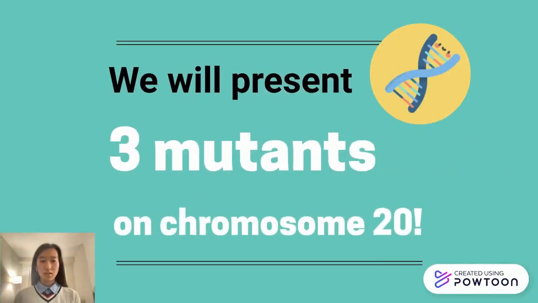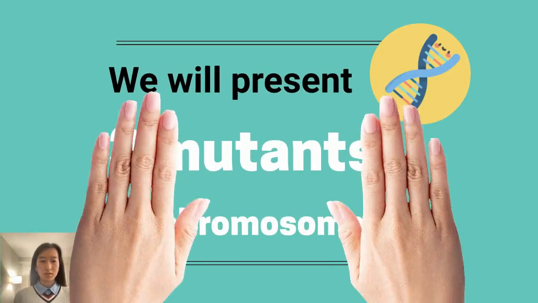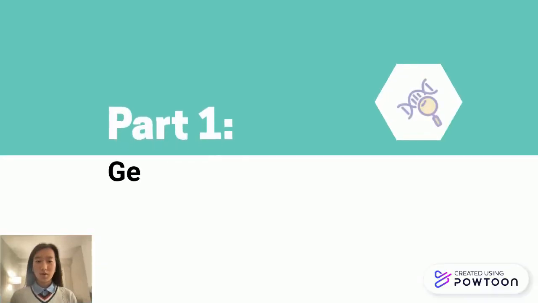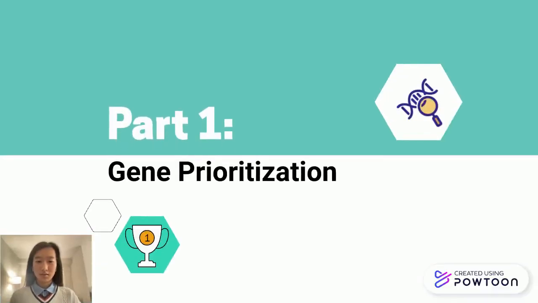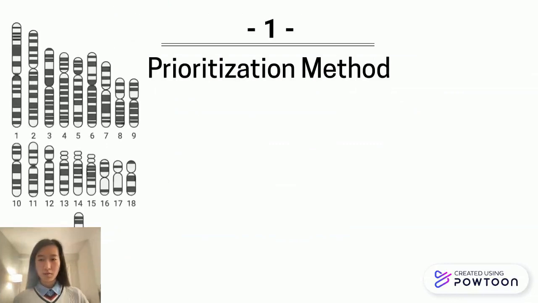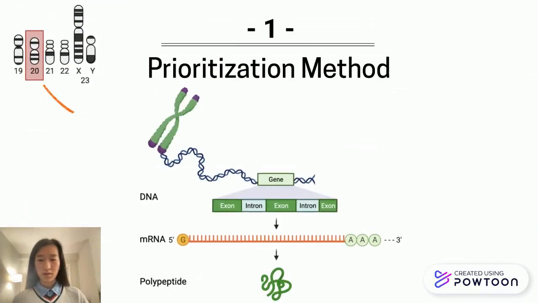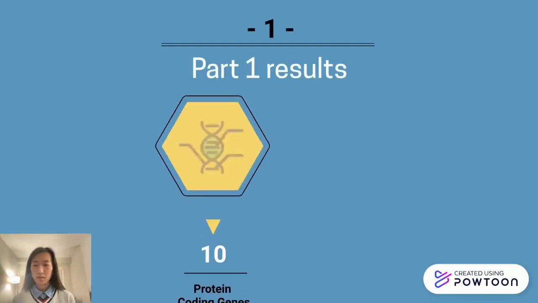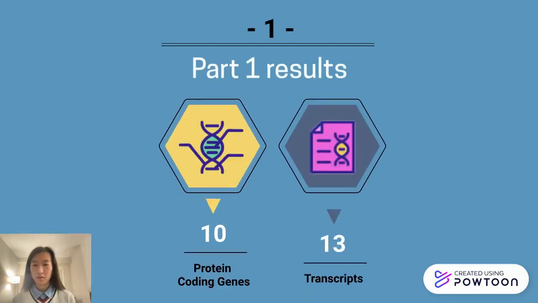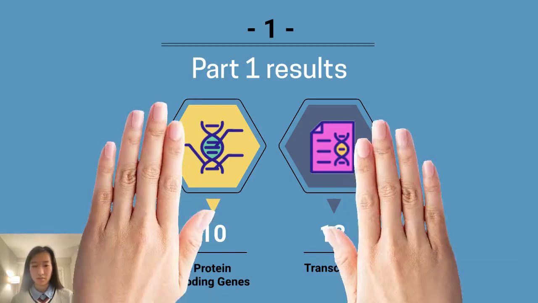I will present a group research on 3 mutants on chromosome 20. The first part of our project is gene prioritization. We focus on Carl's chromosome 20 and prioritize genes based on the number of SNPs or point mutations in the exon region of protein coding genes. As a result, the top 10 protein coding genes, including 13 transcripts with the highest number of mutations in their exons, were selected for downstream analysis.